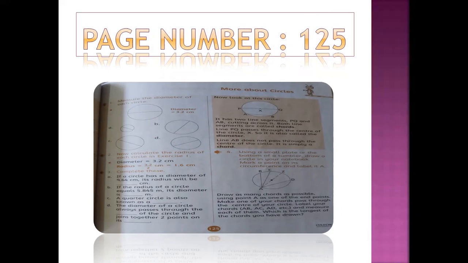Page 125. There are 4 questions. 3 questions are included in your scheme. Question 1, 2 and 3. In question 1, you only draw the circles where the radii are given and you also measure them. Where diameters are given, you will draw the circle and you also find the radius.